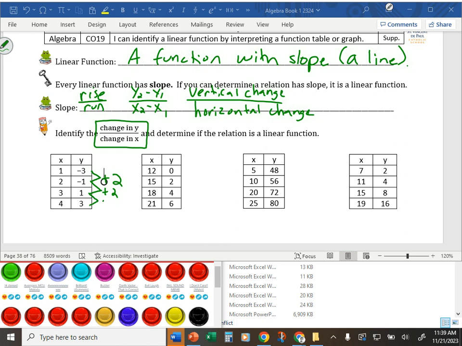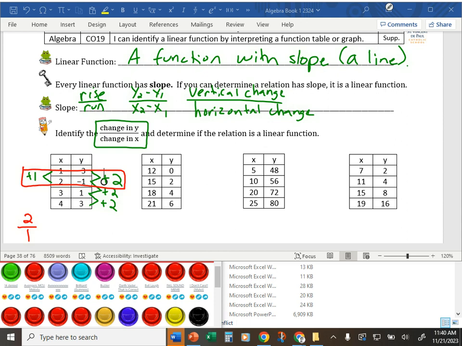+2. Okay? So the change in y is consistent throughout. That's a good sign, but we have to check the x also. So what is the change in x from +1 to +2? Up by 1. So the slope that we're looking for here is 2 over 1. The change in y over the change in x is 2 over 1 for our first set of ordered pairs. We have to make sure that our other two ordered pairs match it.